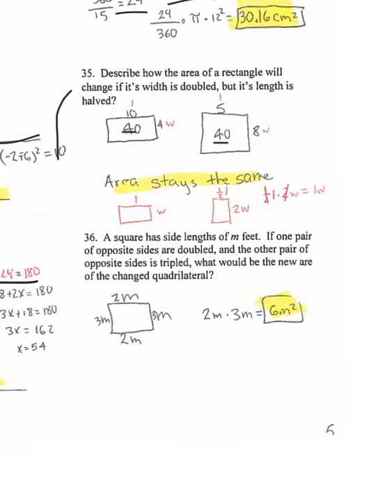A square has side lengths of m feet. If one pair of opposite sides are doubled and the other pair of opposite sides are tripled, what would be the new area of the quadrilateral? There was one like this on the test with x. The key here, that what most people miss, is don't forget when you multiply 2m times 3m, the m's multiply together, and you get m squared. So most of you will get 2 times 3 is 6. A lot of you will leave it as 6m. It should be 6m squared because the m's multiply together. So basically the area would be 6 times as large because of the 2 times 3.